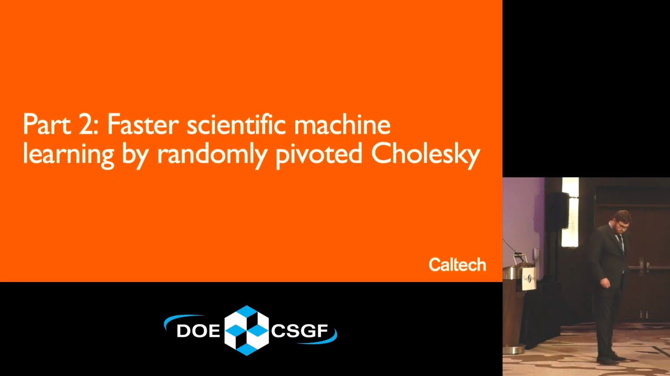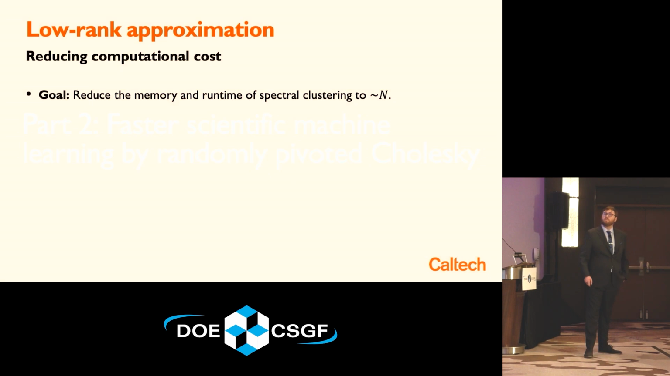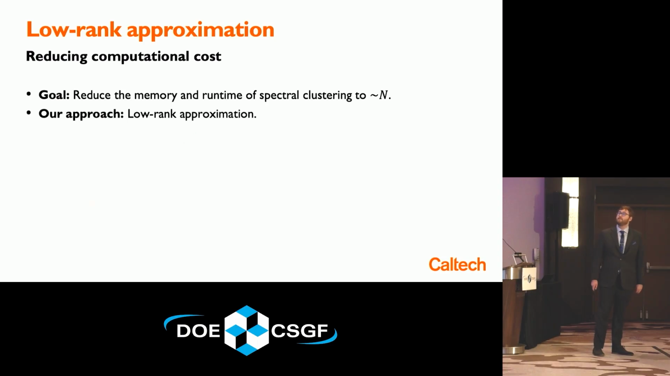So, I'm going to tell you about an algorithm, randomly pivoted Cholesky, that can speed up spectral clustering and other scientific machine learning algorithms significantly. All right, so our core computational tool is a method called low-rank approximation. And really, our goal for this technique is to reduce the memory and runtime of spectral clustering and other scientific machine learning algorithms to scale linearly in the number of data points n.